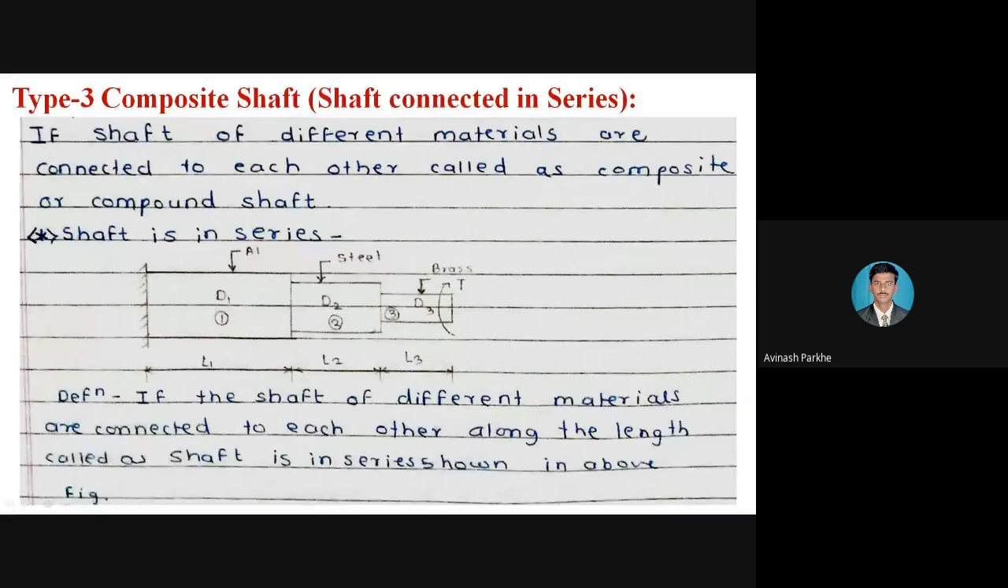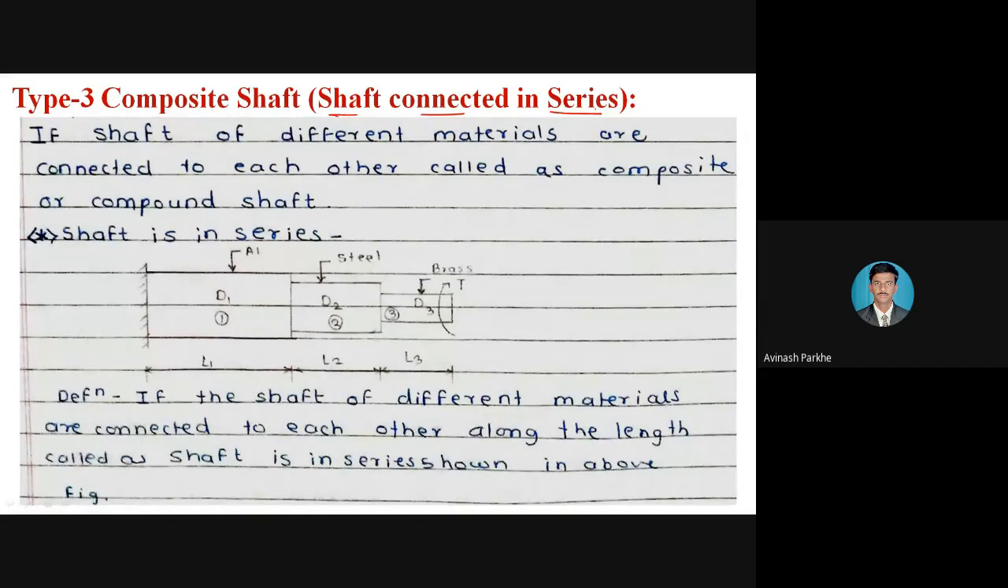Now today we will start with the last point of this chapter, that is type number 3, composite shaft, or in brackets I have written, shaft connected in series. So what is meant by composite? The basic definition of composite we discussed in chapter number 1. If more than one material is connected to each other, and from that you get a new material, that material is called a composite material.